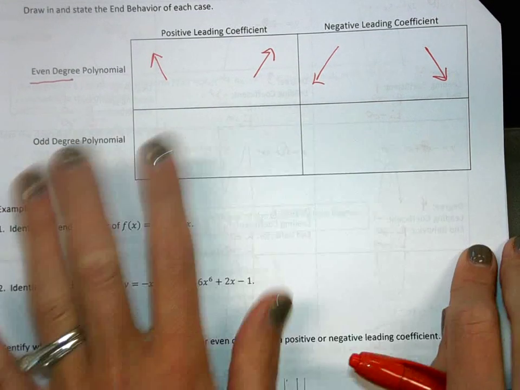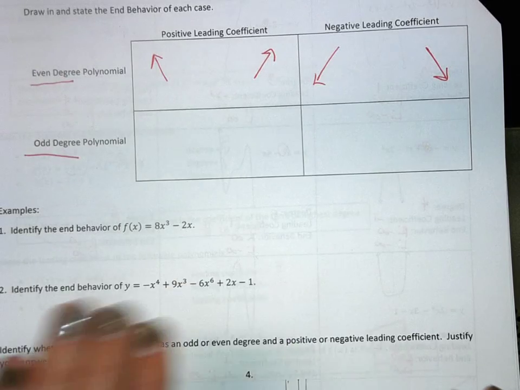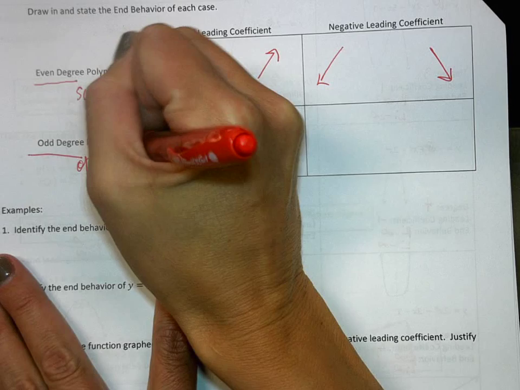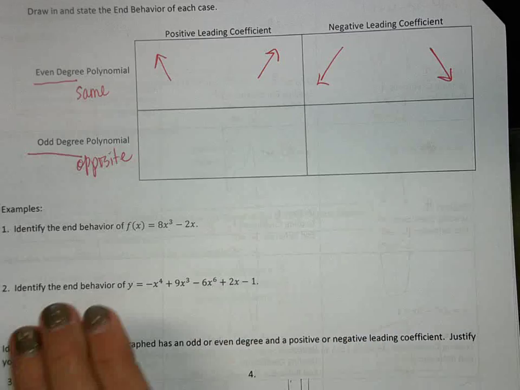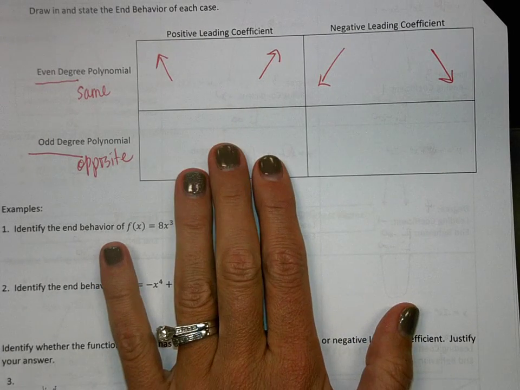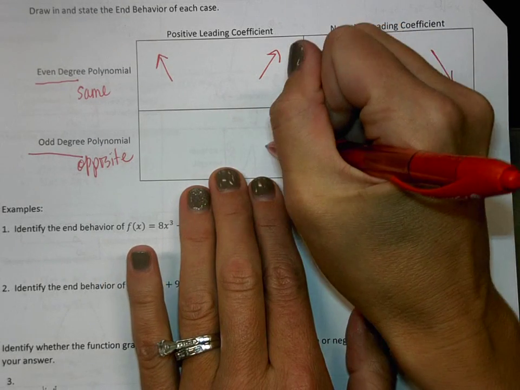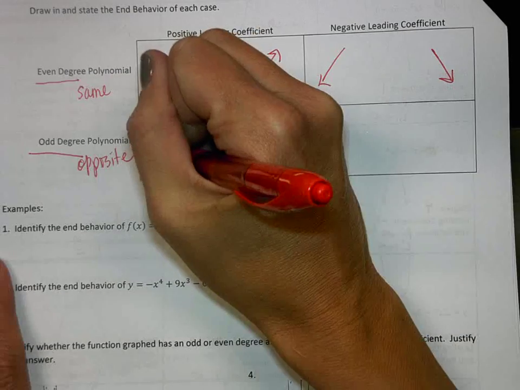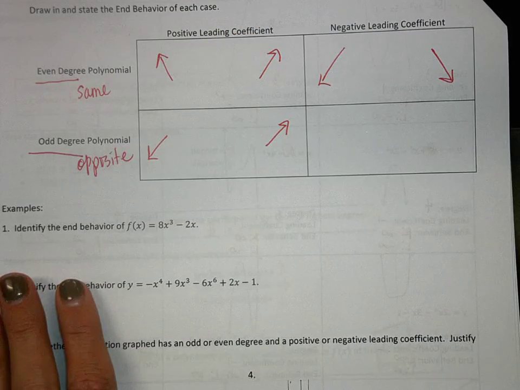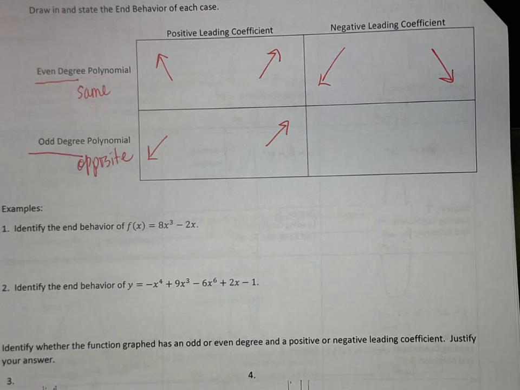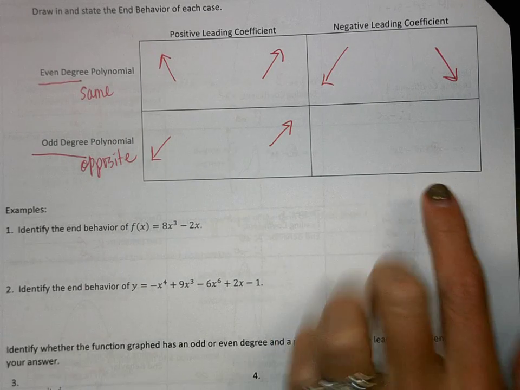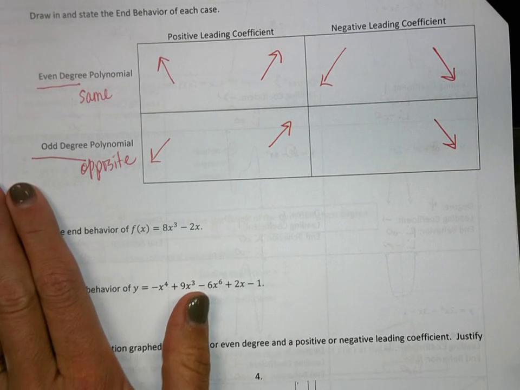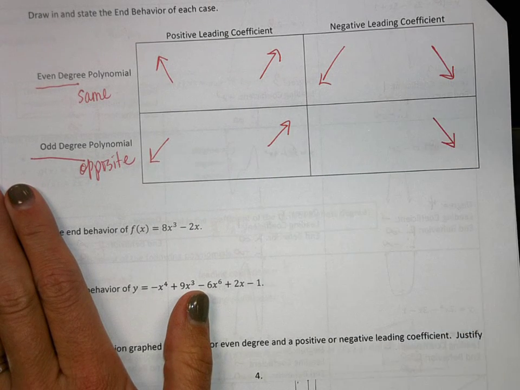Okay. Now, for your odd degree, we know that they go in the opposite. Let's see if I can spell it right this time. Okay. So, if I have a positive coefficient, that means the right side is going up. Therefore, the left has to go down. If we have an odd degree and it has a negative coefficient, the negative coefficient tells me that it will go down on the right, but since it's odd, it's going to end up going which way on the left? Up on the left.